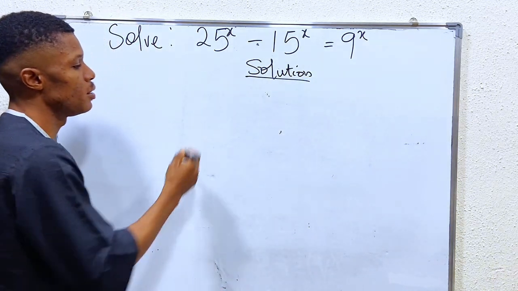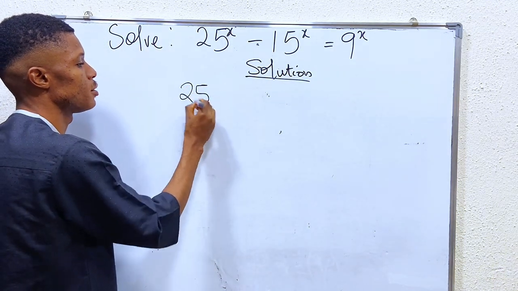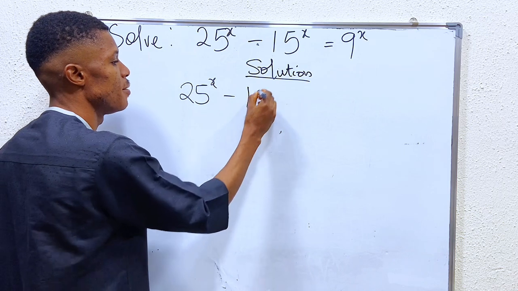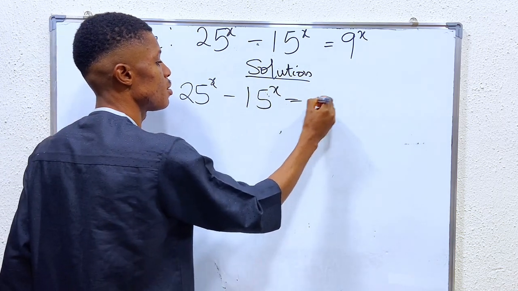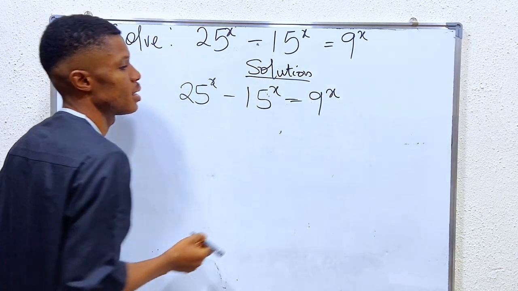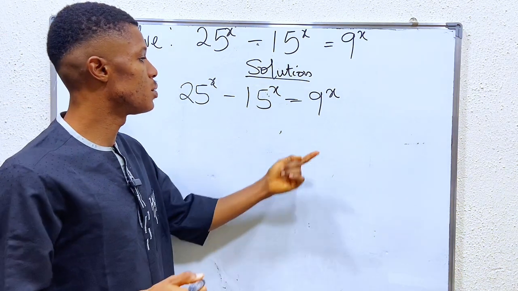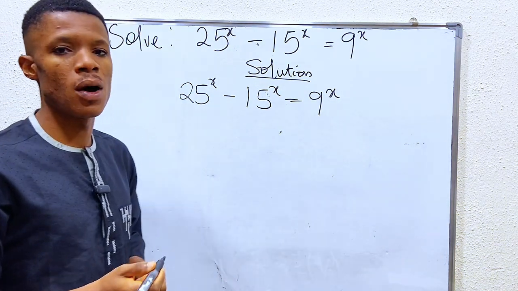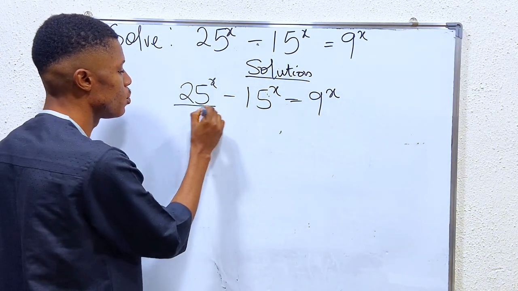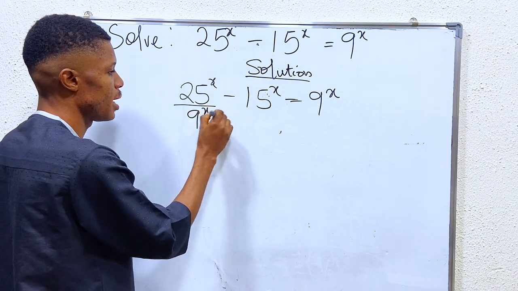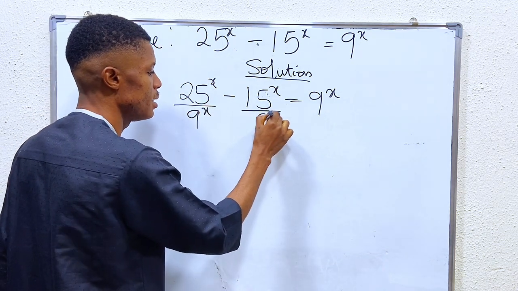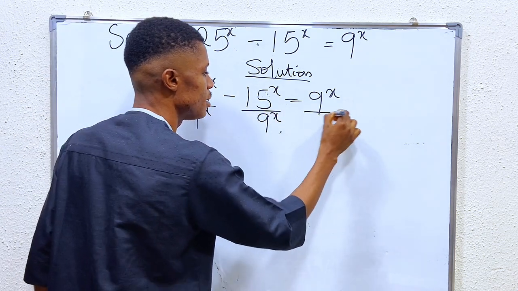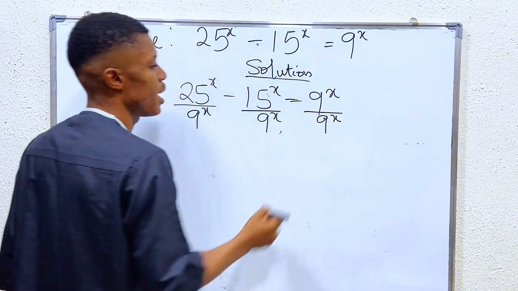To solve for the value of x in 25 to the power of x minus 15 to the power of x is equal to 9 to the power of x, the first thing we have to do is to divide through by 9 to the power of x. So each term will be divided by 9 to the power of x.